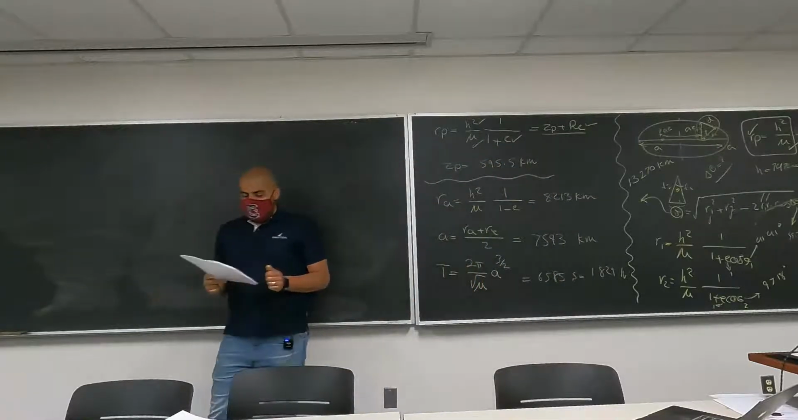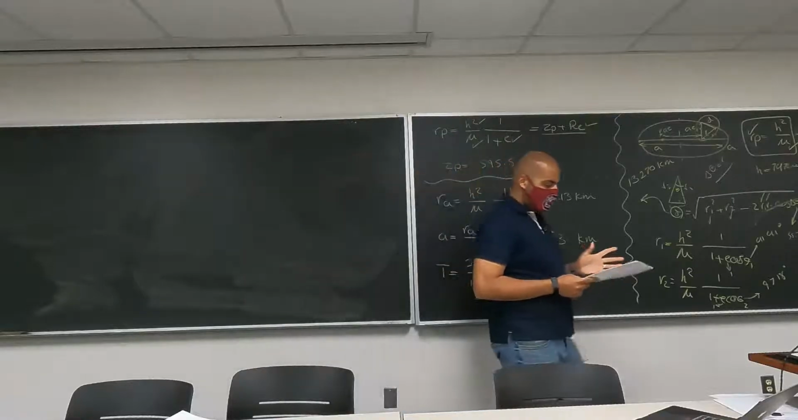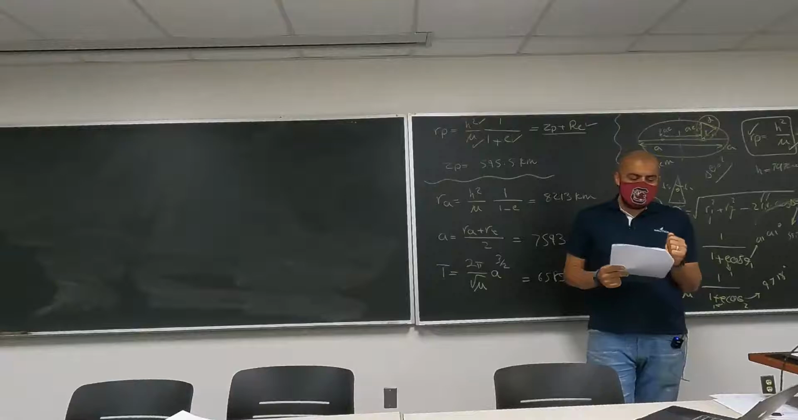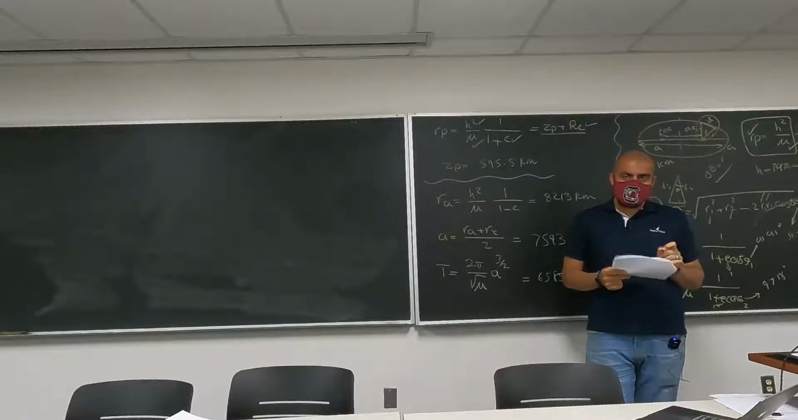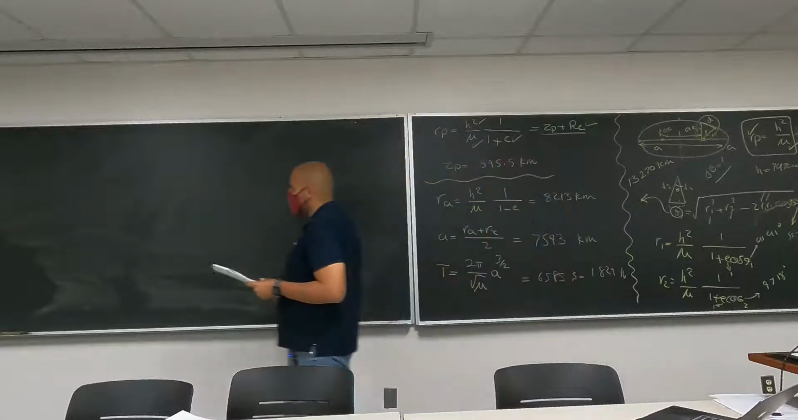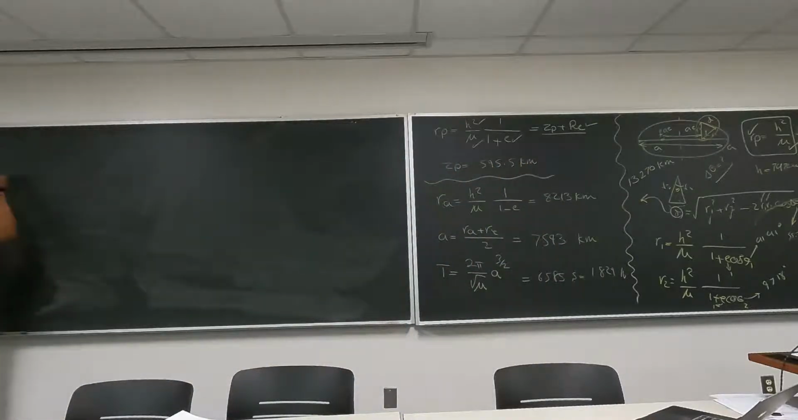Okay, let's continue with example 2.10. It is telling us that at a given point of a spacecraft's geocentric trajectory, the radius is 14,600 kilometers, and the speed is 8.6 kilometers per second. The flight path angle is 50 degrees.